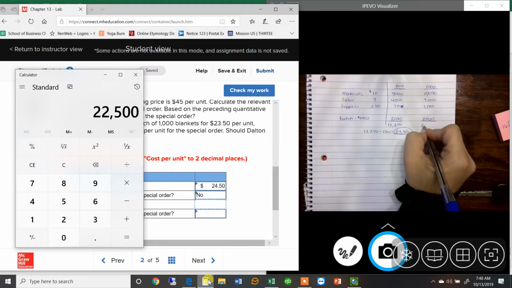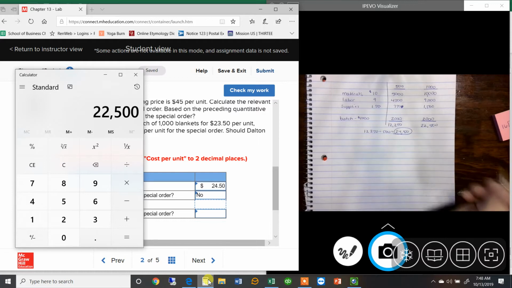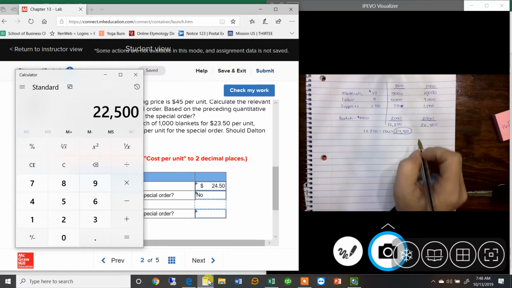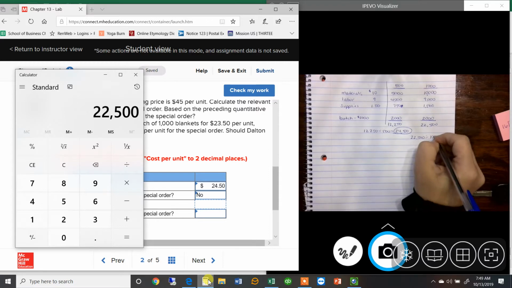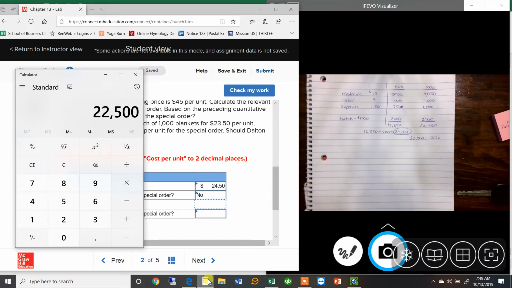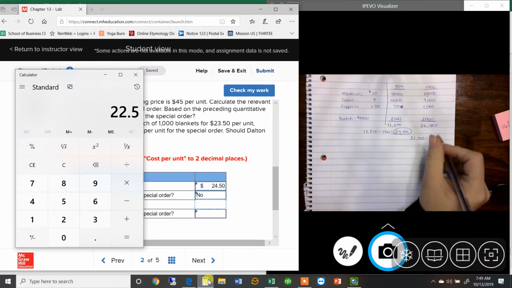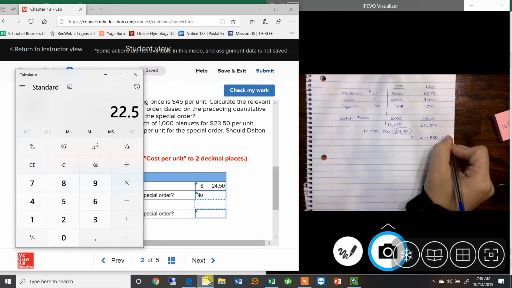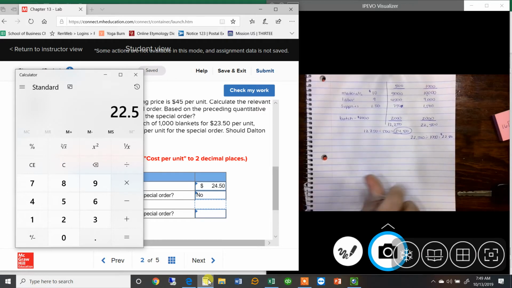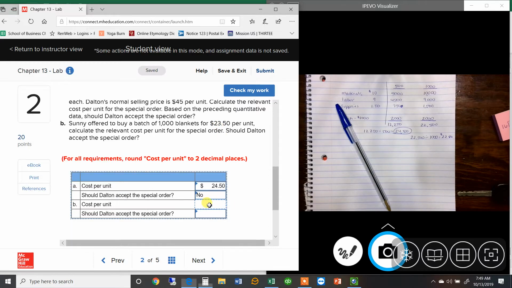So right here my total costs are 22,500. Well, if I want to figure out per unit what that costs, I'm going to take this 22,500 and divide it by 1,000 blankets. And when I do, that's going to be 22.50 per unit. So at this point, that is less. It costs, I'd make $1 a blanket. Is it a lot? Not necessarily, but it's still an extra $1,000 you wouldn't have in your pocket. So here, yes, I would accept that special order.